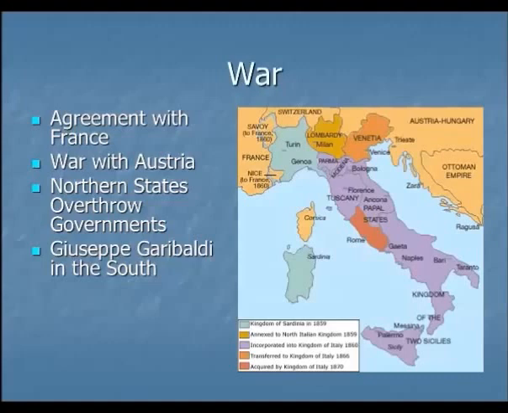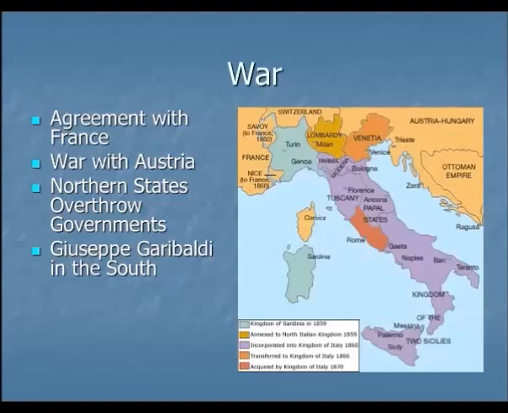Now, Sardinia, with the help of France, attacks Austria, and they're victorious. And they gain that yellow mustard-colored territory called Lombardy. The other northern states around Sardinia and Lombardy overthrow their governments, and they vote to join Sardinia. So that's Parma, Modena, and Tuscany have these northern revolutions, and they join Sardinia.